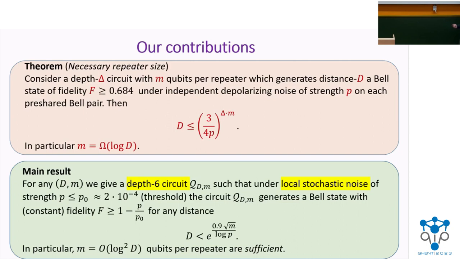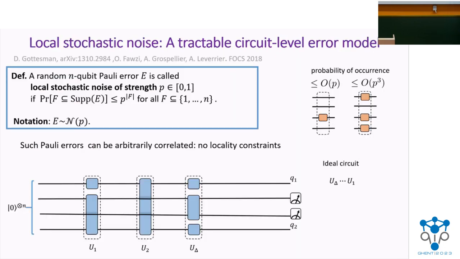So far I didn't really explain what local stochastic noise is, but it was actually discussed in the plenary talk, so I will repeat it a little bit and then move on to the actual circuit. The local stochastic noise has the following definition. We are considering an n-qubit Pauli error E, which has probability of occurrence bounded by p to the size of the cardinality of the support of that Pauli error.